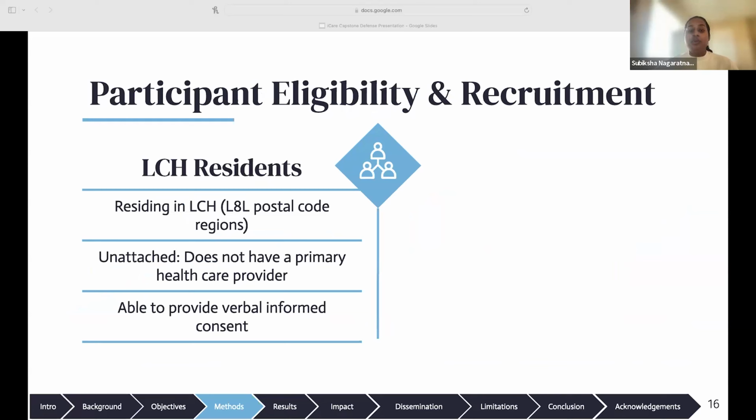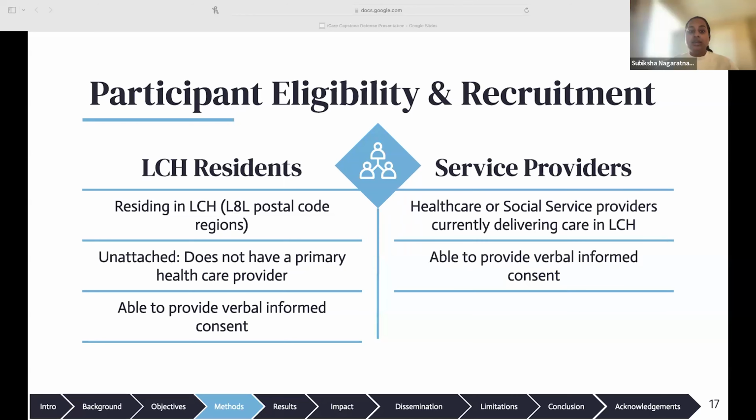And in this cohort, we recruited 12 residents, and the second being healthcare and social service providers currently delivering care within Lower Central Hamilton. In this cohort, we recruited 15 providers. Translation services were also available throughout the entire project to engage with non-English speaking residents.